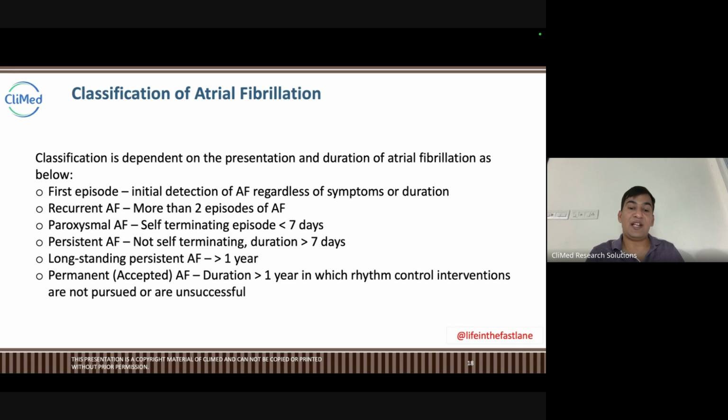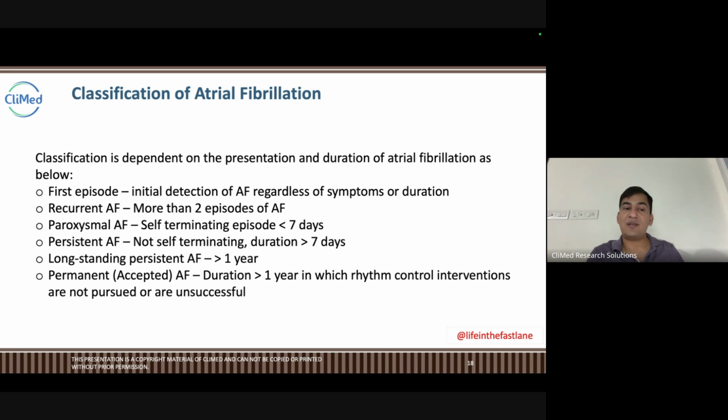Permanent AF has a duration of more than 1 year, in which rhythm control interventions are not pursued or are unsuccessful. Like there was AF, you tried medicines, there is no improvement. AF is still persisting, still there for more than 1 year. That is called permanent AF. So these are the terms you have to remember.